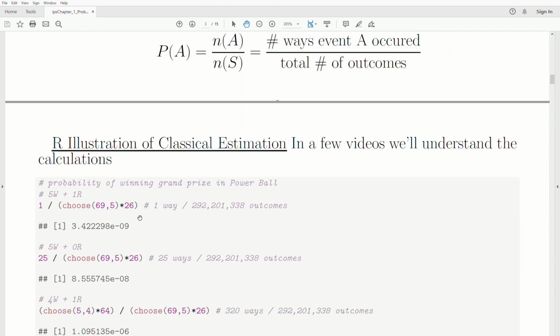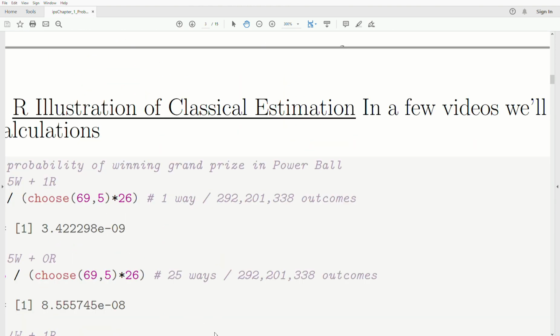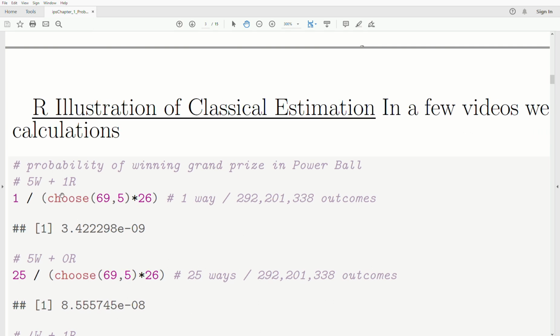And so here's a little illustration of Powerball. Some of this is called combinatorics, so it's 69 choose 5. We're going to review what that notation means in 2 videos. But this is really the classical way of assigning probability to winning Powerball. In Powerball, you have 69 numbers on white balls, and you pick 5 of them. Then the Powerballs are on red balls, and there's 26 red balls, and so we pick one of those.